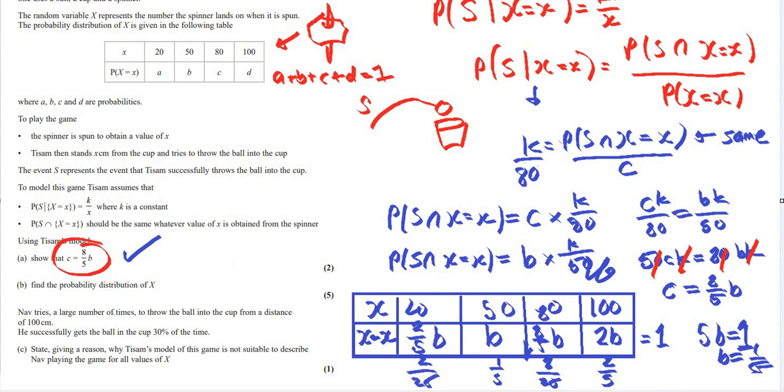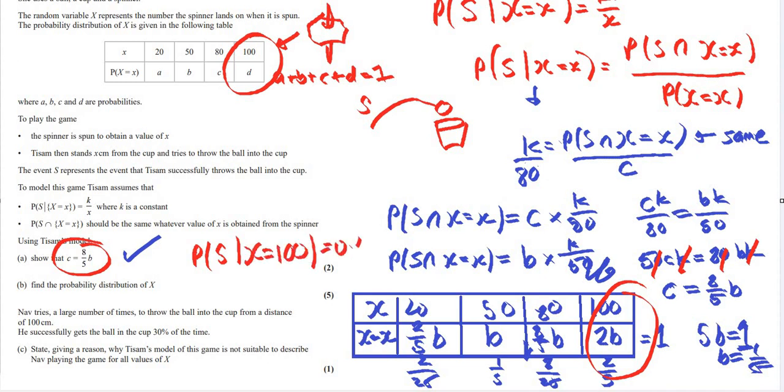Now it says Nav tries a large number of times to throw the ball in the cup from a distance of 100 centimeters. So we're only looking at X equal to 100, which we know the probability is 2/5. But it says she successfully gets the ball in the cup 30% of the time. This tells us that the probability that she gets it in the cup, given X is equal to 100, is 0.3. That's simply what we've been told in the question.